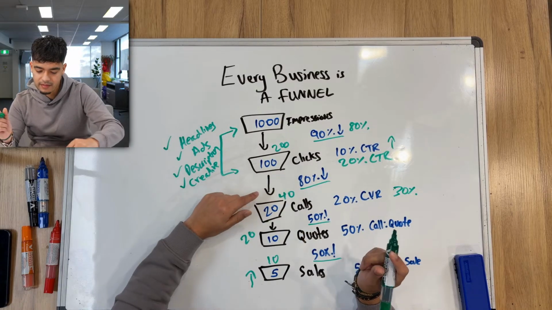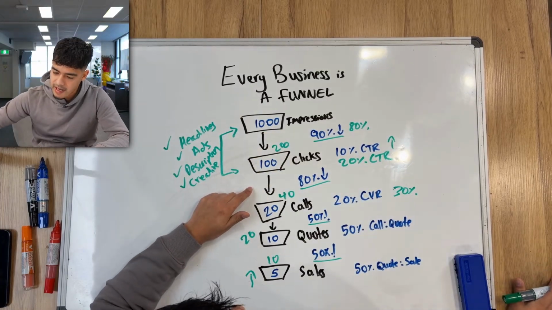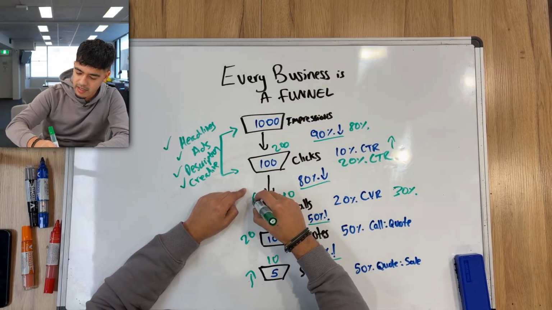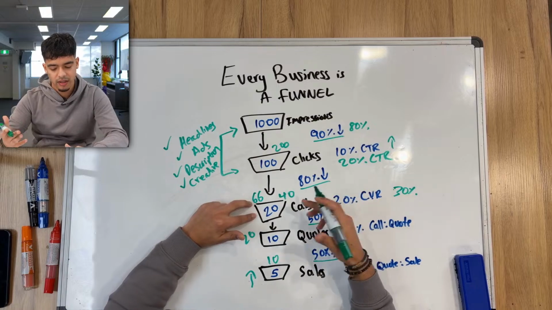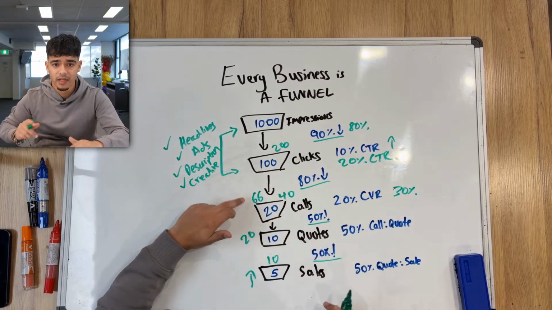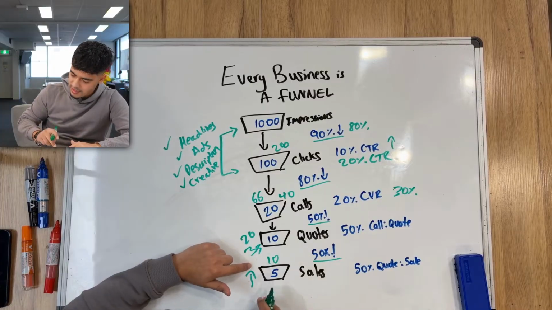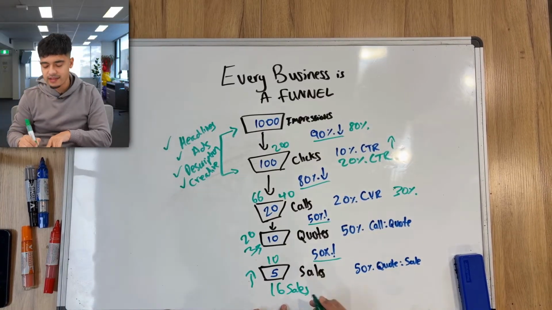40 clicks, out of those 200 clicks, if we have a higher conversion rate, then what we would be able to do is have 66 calls, I believe, instead of the 20 originally, or the 40 for this previous example. With those 66 calls, let's break down the numbers again. That's 33 quotes. And that would be 16 sales for your business.